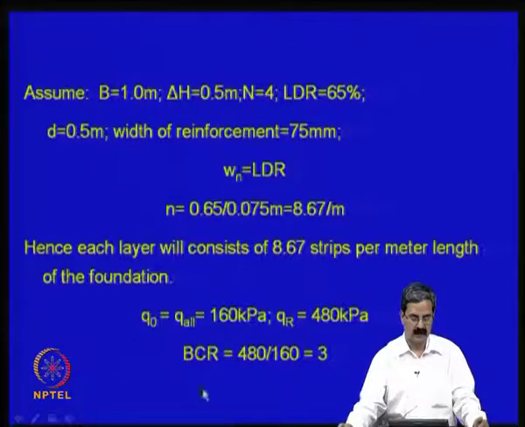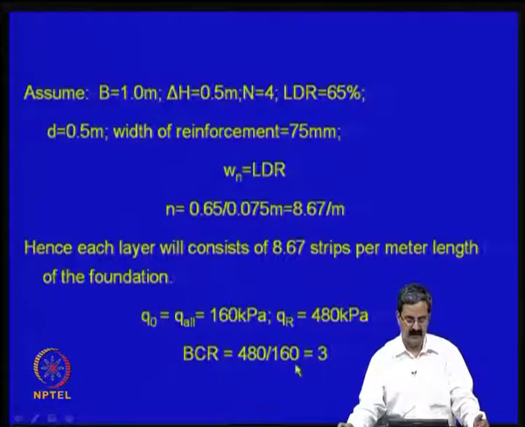You can check. You can always change some of these parameters, it is not an issue, this is an illustrative example. What we need is 480 by 160, the improvement is about 3, the bearing capacity ratio required is 3. So, 160 plus 160, yeah, it is 3 times, not 4 times as I just mentioned, it is 3 times, we need this number.